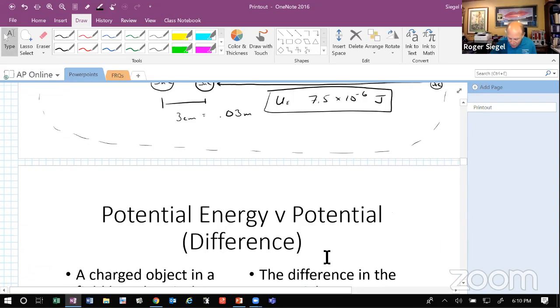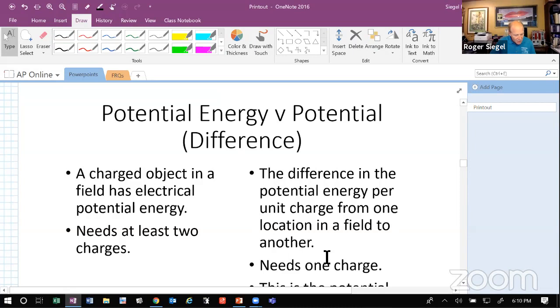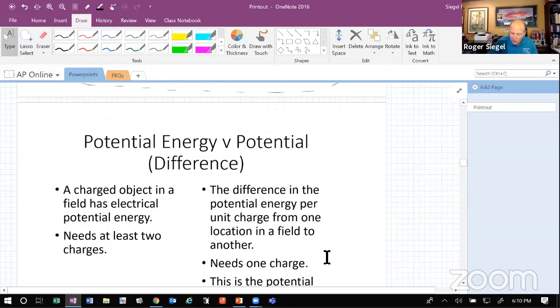All right, so let's talk about this other thing called potential difference. Now, again, it's not my fault that we use this same word.